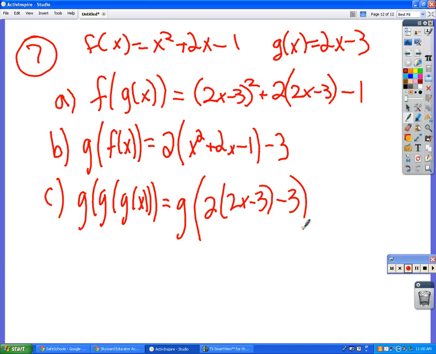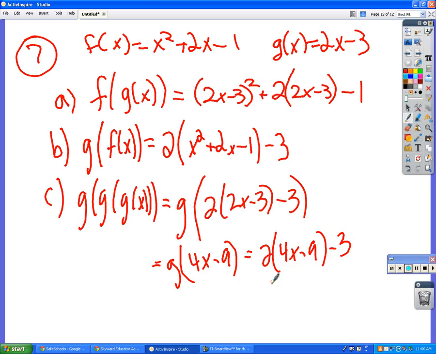And I am going to simplify that so that I can plug it into G again. That's going to be 4x minus 6 minus 3, which is 4x minus 9. And now I take that and put it in for x in the G again. So 2 times 4x minus 9 minus 3. 8x minus 21.